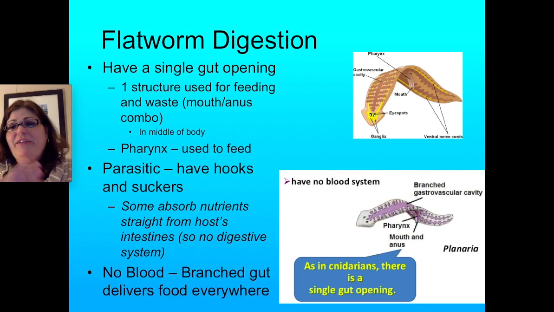Additionally, flatworms don't have any blood. If you take a look at their gastrovascular cavity, which is in purple in this picture and darker brown here, that gastrovascular cavity has all kinds of fingers and branches that go out through the entire body, and so they don't need any kind of circulatory system to pump that around. Pause for notes, and then let's review.